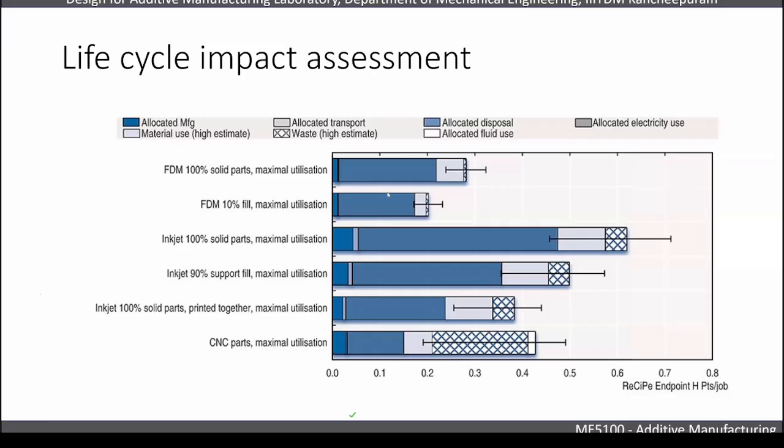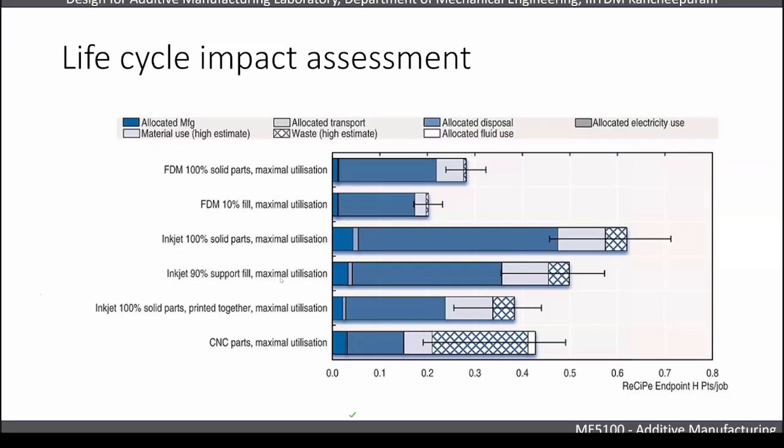So this is the allocated for manufacturing, because allocation means you are allocating the impact assessed to various life cycle stages. So which stage had the highest impact, you can compare here. Electricity use is also allocated here. So you can see a comparison, and then say, with the endpoint, how the impact of each of these processes. You can compare.